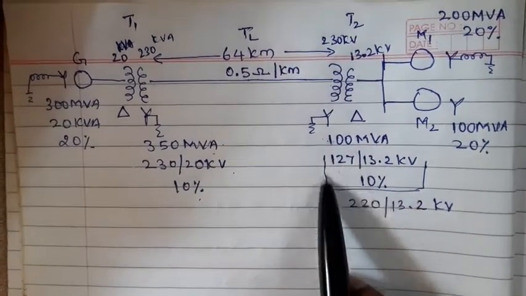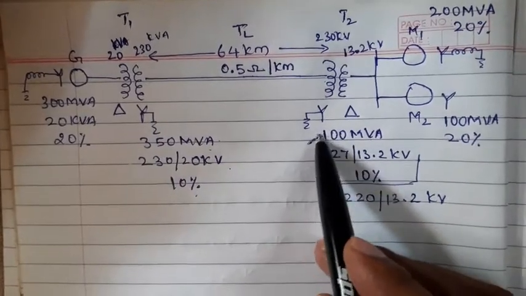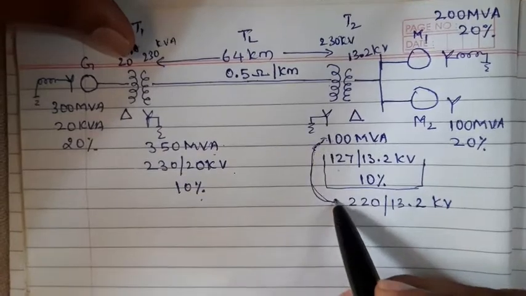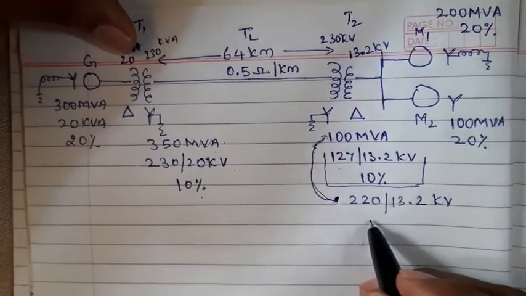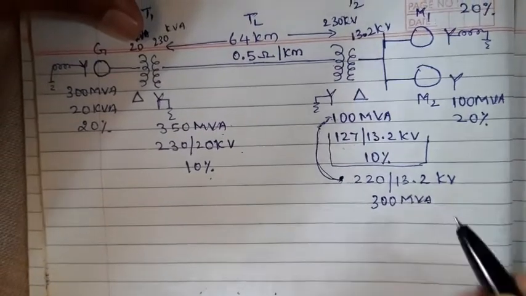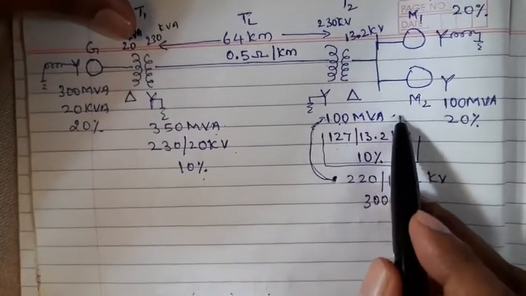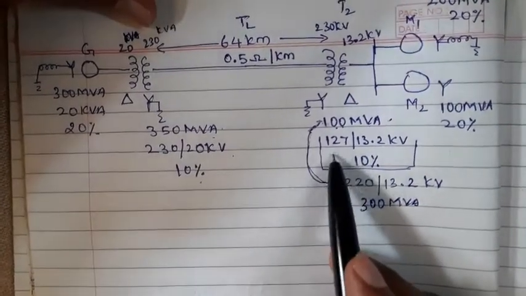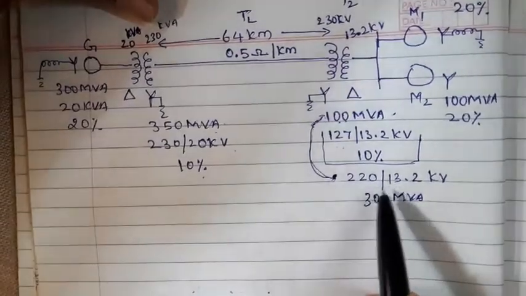It is single phase, this is all single phase. So we have to convert it to three phase. When we convert, it becomes 300 MVA, that is 100 into 3, we get 300. And these voltages we also have to convert to three phase.